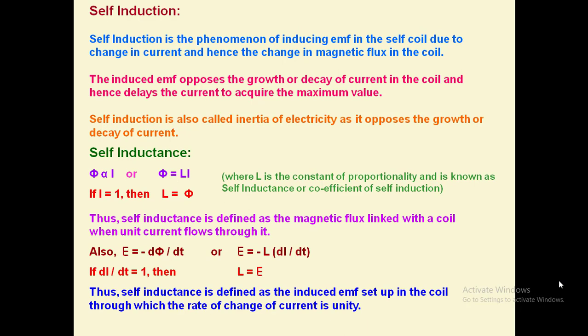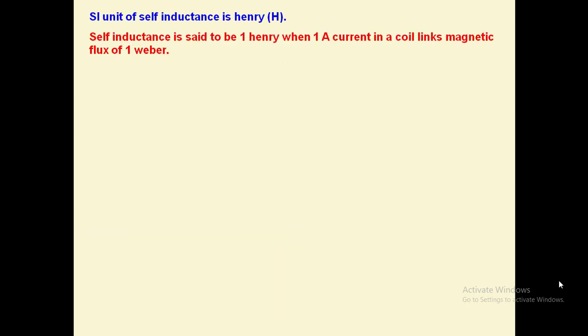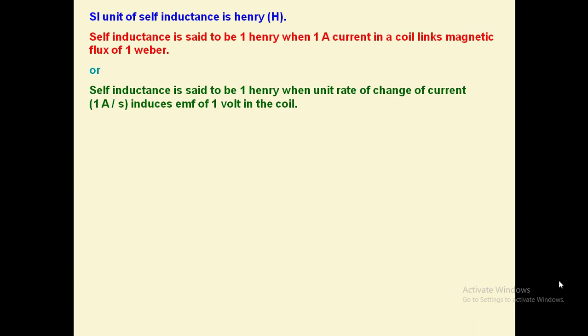Again, we can define the self-inductance as the induced EMF set up in the coil through which the rate of change of current is unity. So whenever the rate of change of current becomes 1, then self-inductance is nothing but the induced EMF. SI unit of self-inductance is Henry. It is just like inductance. Self-inductance is said to be 1 Henry when 1 ampere of current in a coil links magnetic flux of 1 Weber. Or self-inductance is said to be 1 Henry when unit rate of change of current induces EMF of 1 volt in the coil.